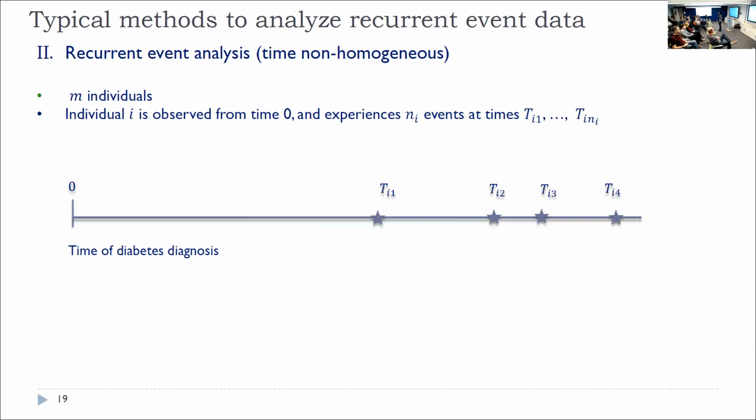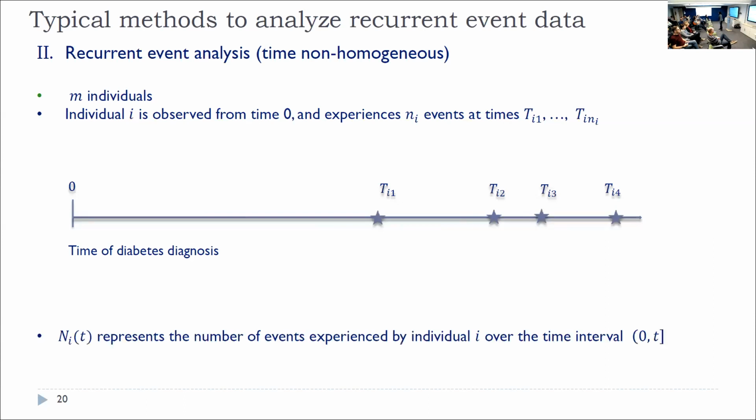So we know their events. I grab their data, and I see that they had ED visits at T1, T2, T3, and T4. Now, N_i(t), because we need a little bit of notation to understand these models, notice how N_i(t) is a count. This is the number of events that the i'th person experiences from time 0 to t. So notice how N_i(t) is a function of t.